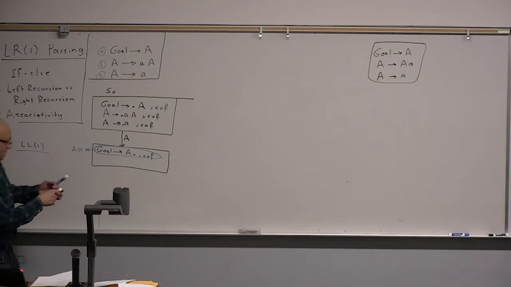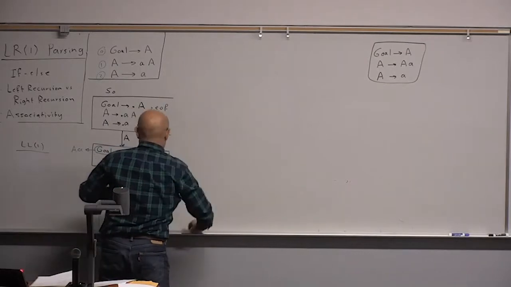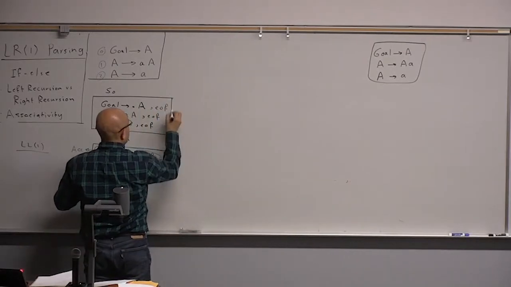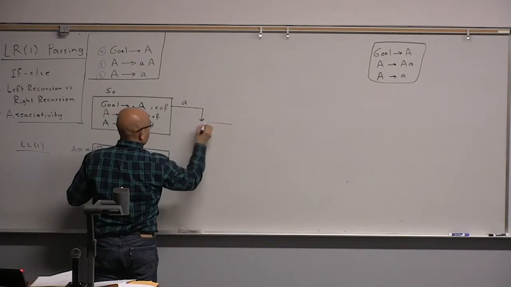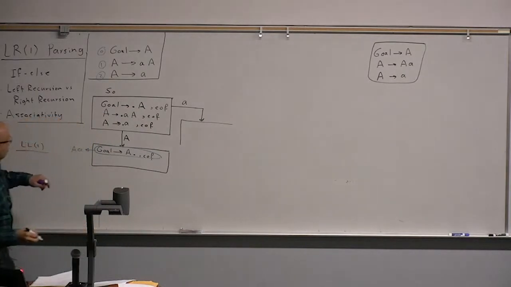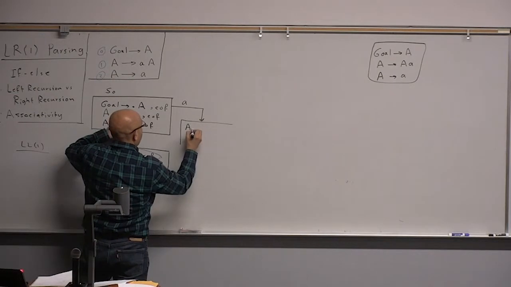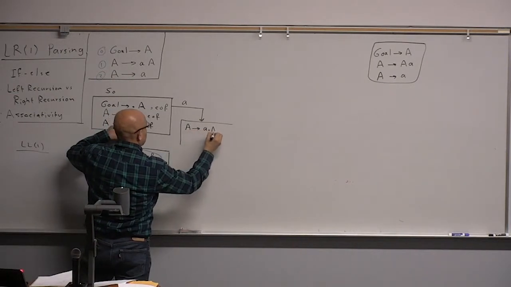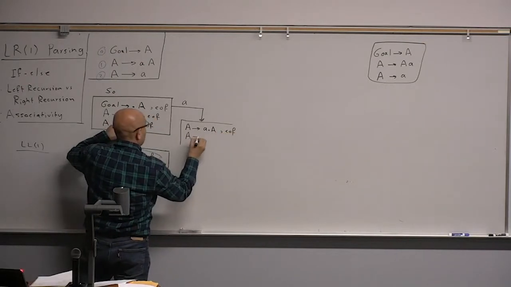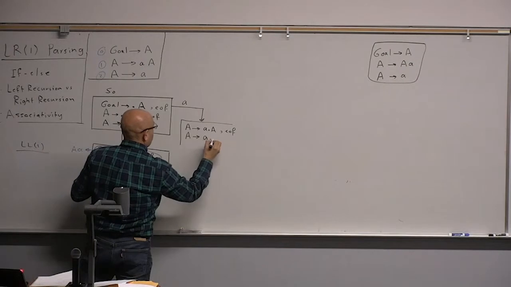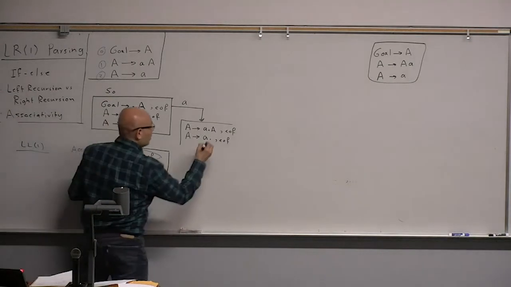Now, the transition on little a, trying to save some space, transition on small a will give us, again, the placeholder moves: A dot A, end of file, A, end of file. We just move the placeholder.